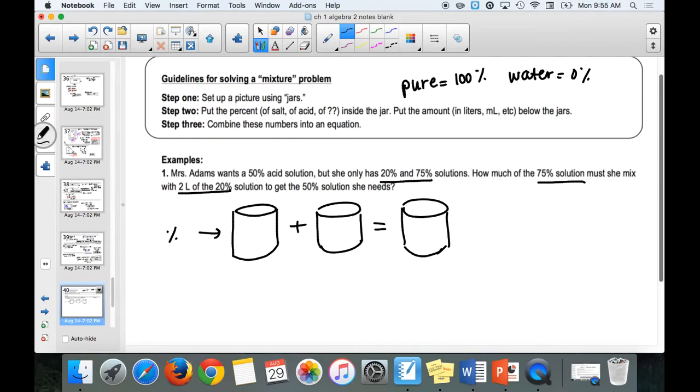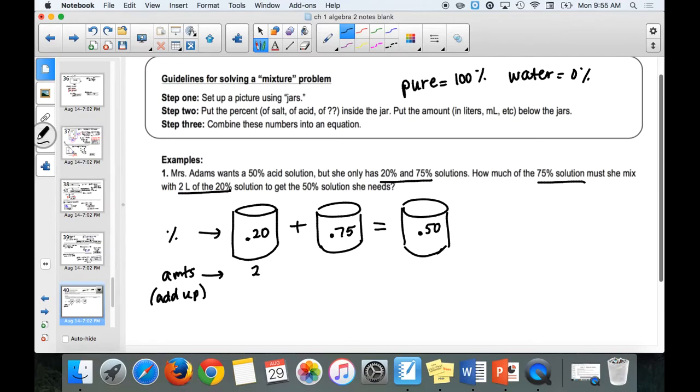So if you want a 50% acid solution, I'm going to put, let's see, she has 20% and she has 75%. Now notice how I'm writing them, 0.20, 0.75. That's how we write percents in math. We want to get a 50%. How much should she mix with 2 liters? I put the amounts down here. These always add up. Okay, give me just a second. We'll finish this up.